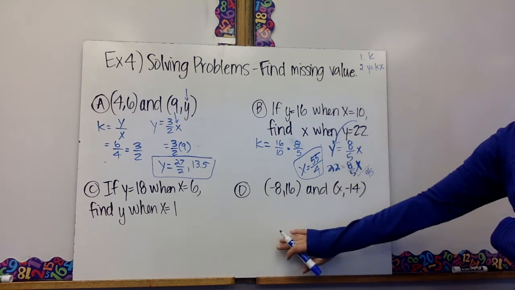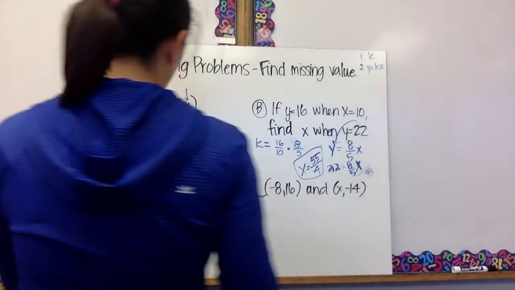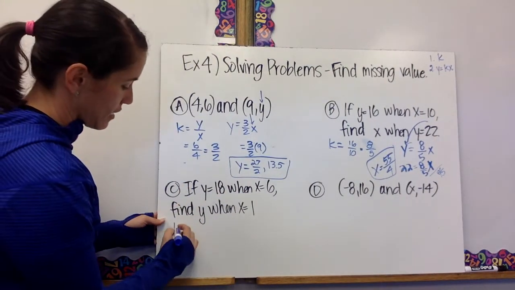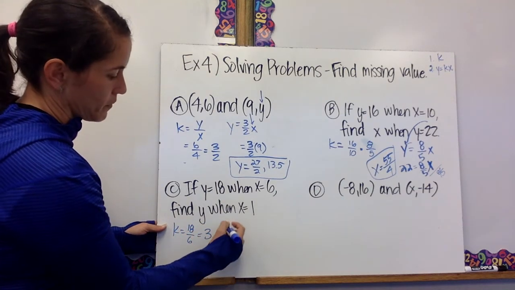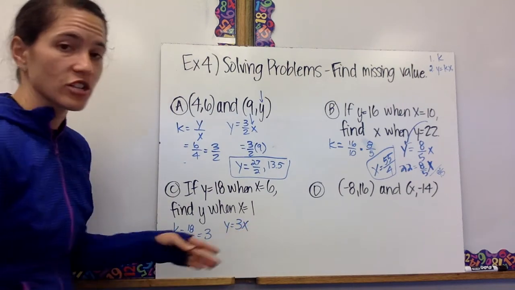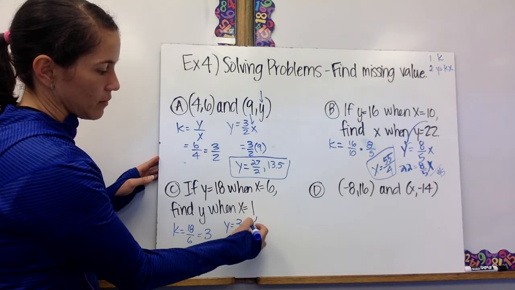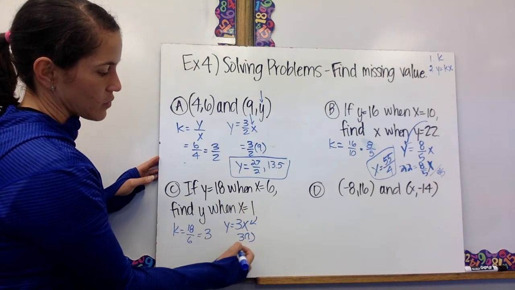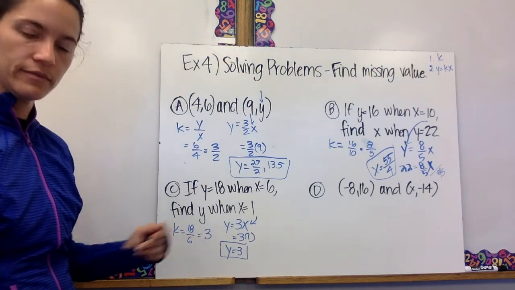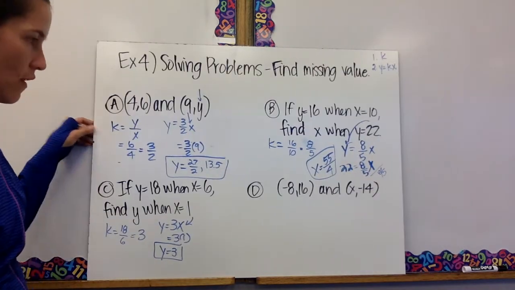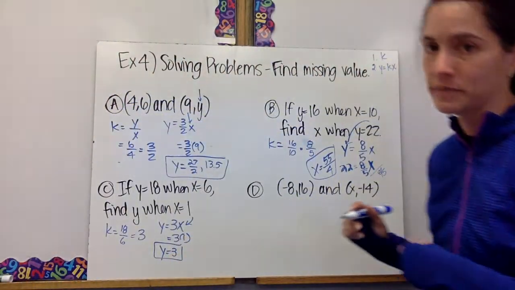All right, letter C. If y is 18 when x is 6, find y when x is 1. Again, we're going to find k is 18 over 6, which is 3. So my equation is y equals 3x. Find y when x is 1. Well, if x is 1, then 3 times 1 is 3, so y is equal to 3. That was an easy one. All right, you try D. Pause it, you try D, and then press play when you're ready to see the answer.